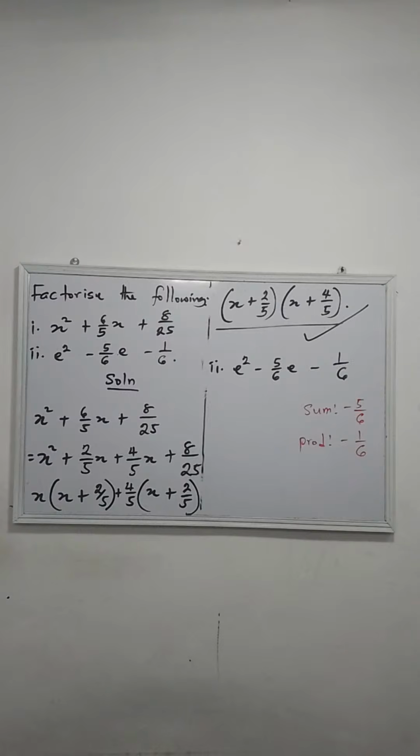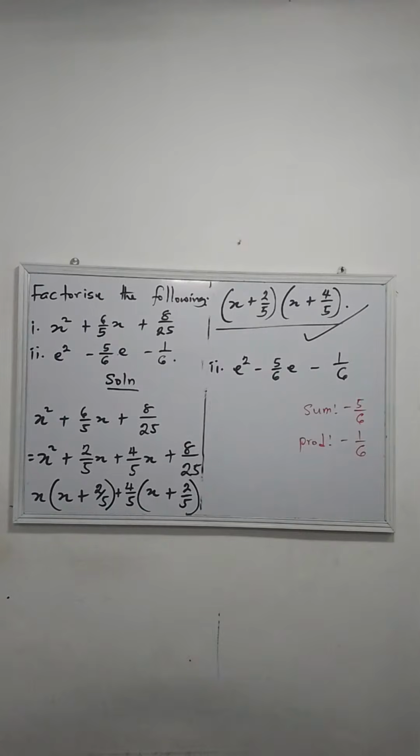The two numbers such that when multiplied together, you have -1/6, and when added together, you have -5/6. Okay, I can see Pius. Are you dropping any answer? Okay, since you are finding it difficult.